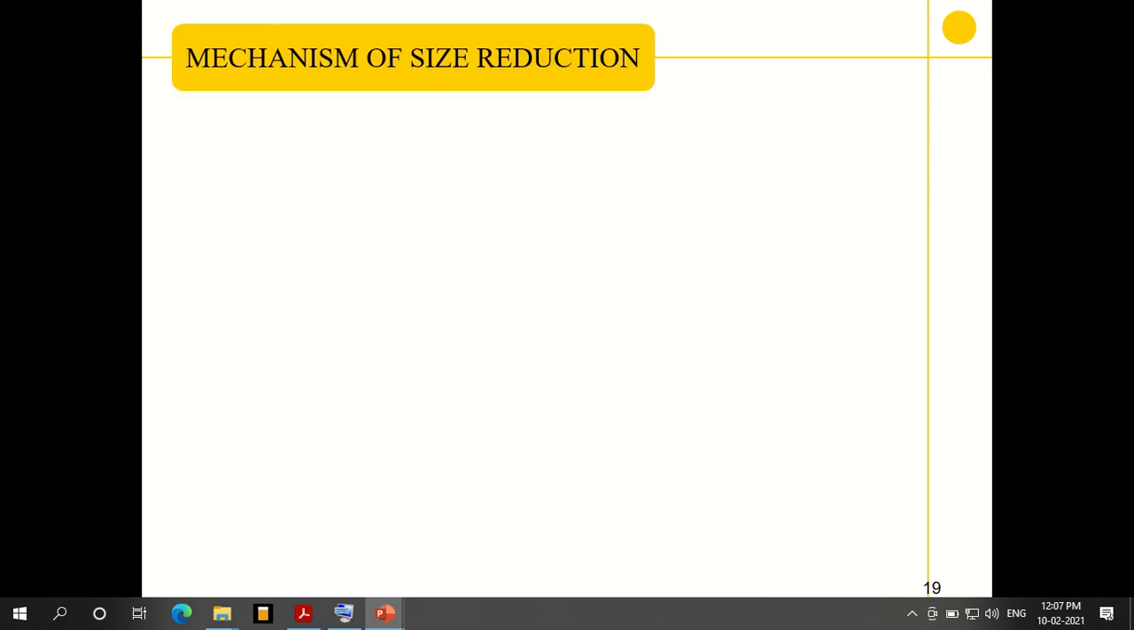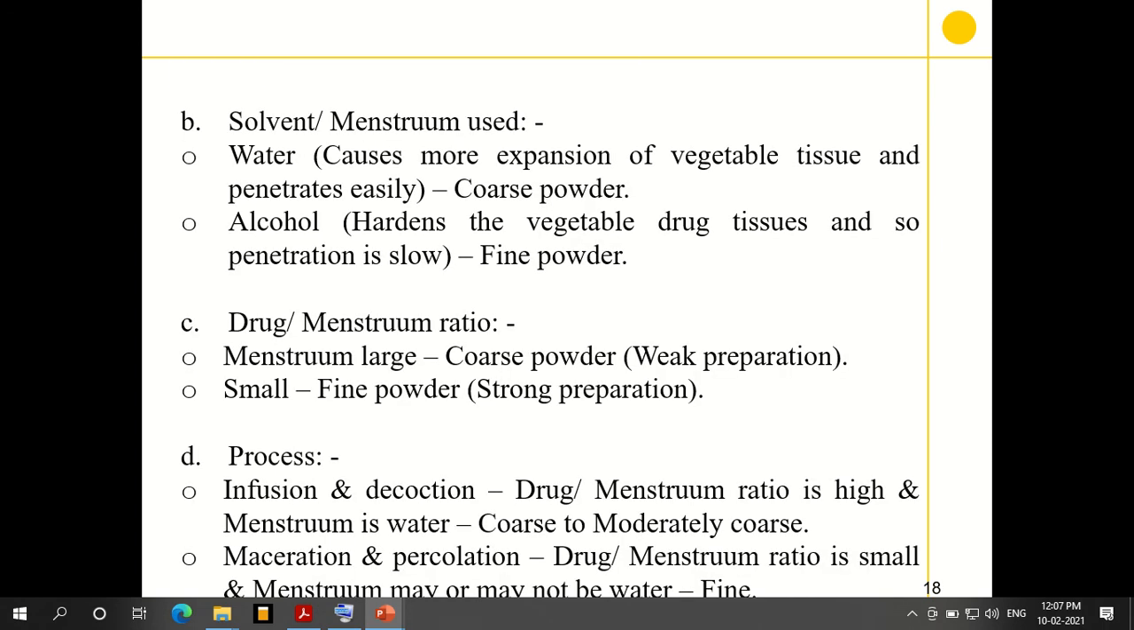Process: infusion and decoction, all this you have studied. What infusion is, what decoction is, what percolation is, what maceration is. They are all nothing but extraction processes. So with that we can also go for size reduction.